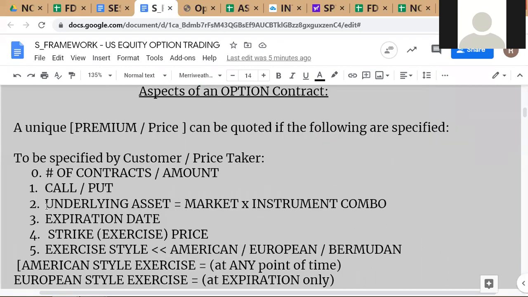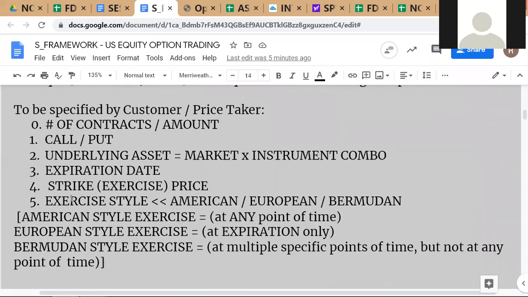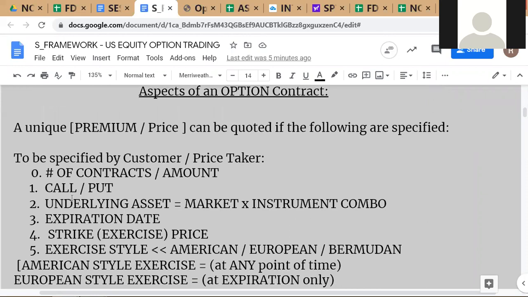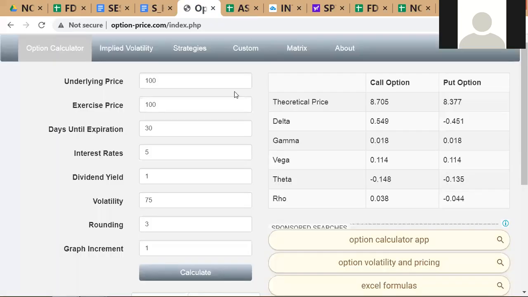Now, aspects of an option contract, okay. When we want the option price, it is called the premium. So if somebody says, what is the option premium? What he's talking about is the option price, which is here. Okay, this is what he's talking about.